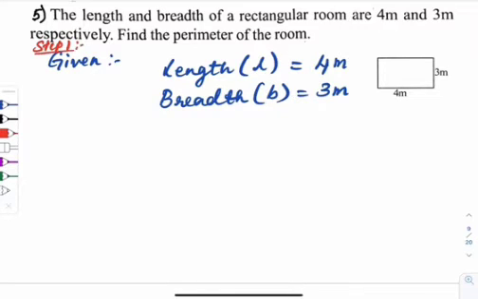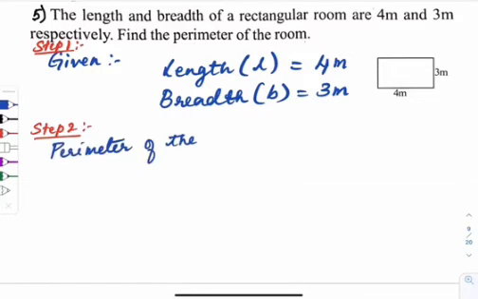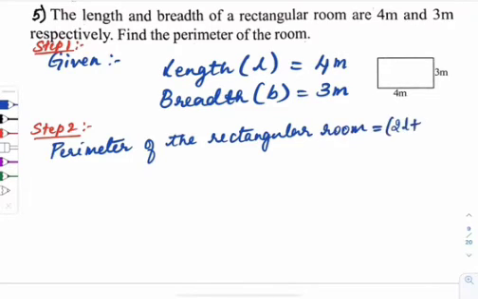And step 2 would be to find the perimeter. Perimeter of the rectangular room is equal to 2L plus 2B units. Correct? Now, what is 2L and 2B? L is 4 meters and B is 3 meters. So, how do we put it?